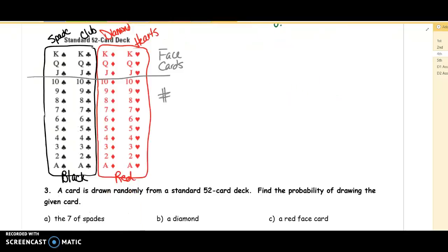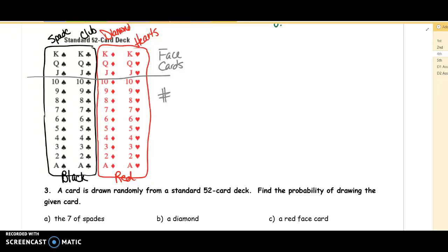A card is drawn randomly from a standard 52 card deck. Notice the standard 52 card deck does not include jokers. Jokers do not have a suit or a color or a numerical value, so they are not considered part of a standard deck of cards. Jokers don't count. Do not count jokers.